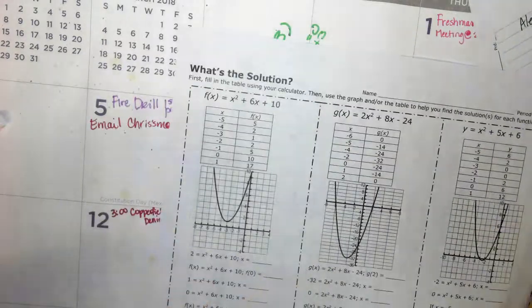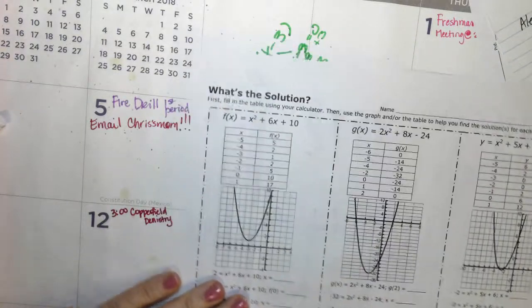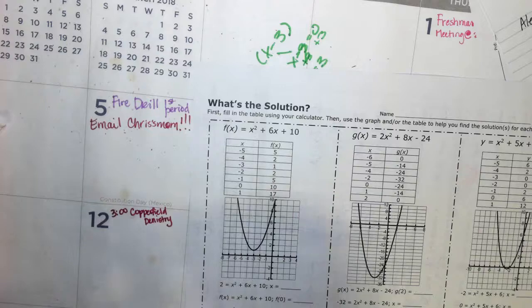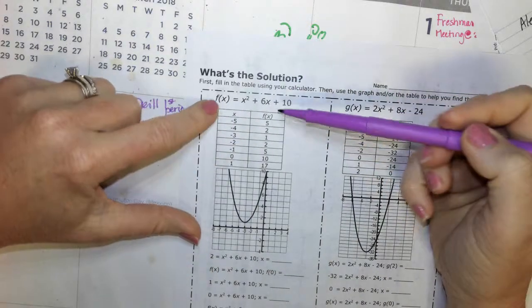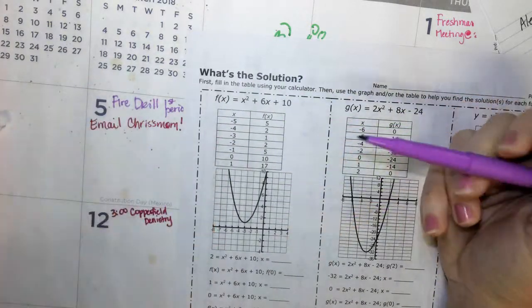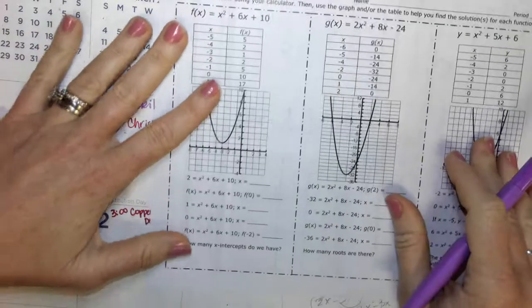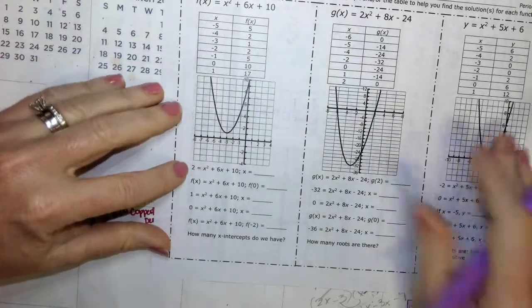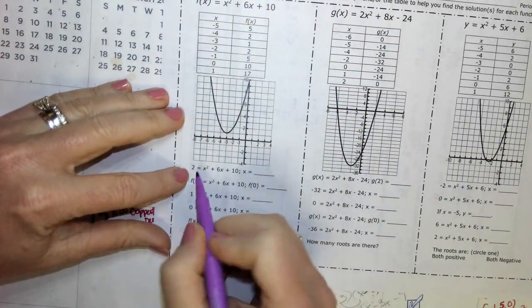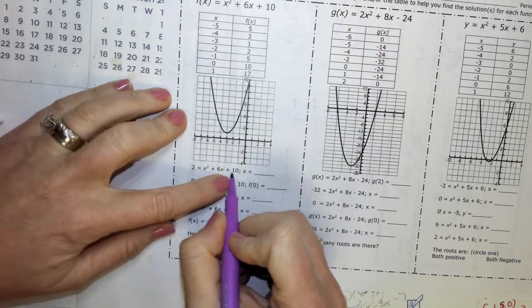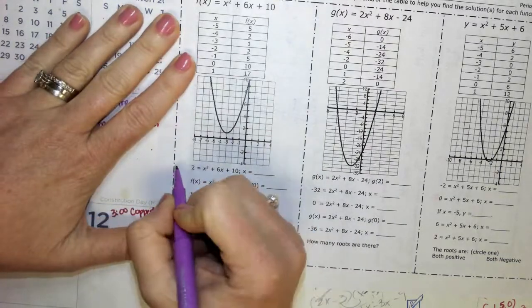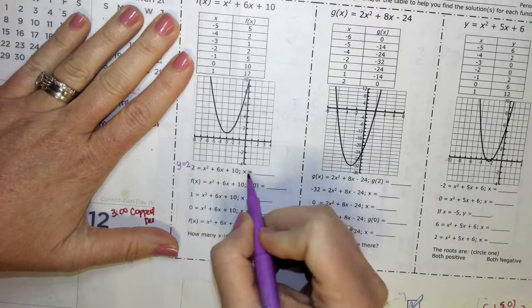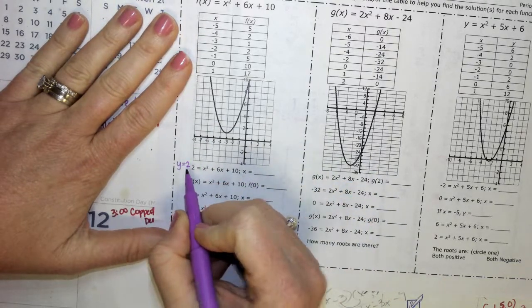Alright, so now on the back side, I have this function x squared plus 6x plus 10, and they've already given me the table and the graph. So now I have to find the values that it's asking for. So it's saying 2 equals x squared plus 6x plus 10. So this 2 is the output. So this is like y equals 2. So it wants to know what x is when y equals 2.